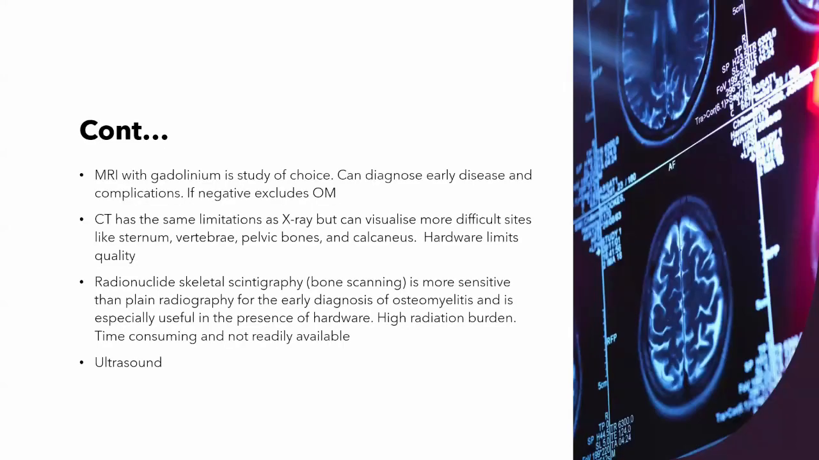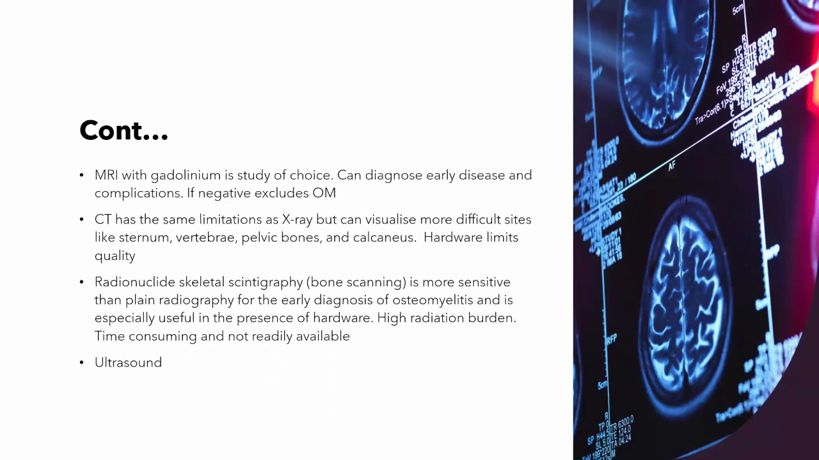Moving on, if you're so fortunate to have MRI, with gadolinium is your study of choice. You can look at early disease changes, and if negative, can basically exclude the disease. But most of us, besides X-ray, will probably have CT as our next go-to. Now, it suffers from the same limitations, especially when it comes to hardware. But, like we said before, it can image deeper and more obscure structures.